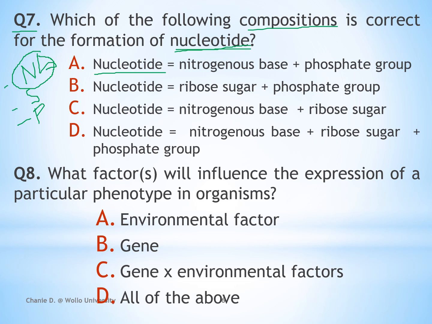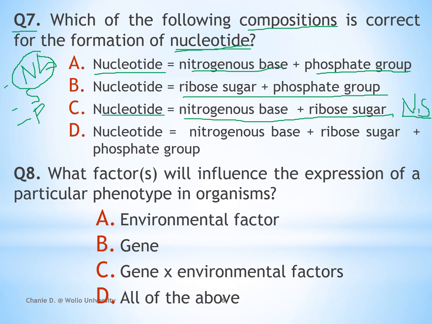So which alternative is the correct composition of a nucleotide? A, nucleotide is nitrogenous base and phosphate group. No, this is not the correct combination. B, nucleotide is ribose sugar and phosphate group. No, this is not the correct combination. C, nucleotide is nitrogenous base and ribose sugar. No, this is not a nucleotide, rather a nucleoside. Nucleoside is a monomer for the nucleotide.